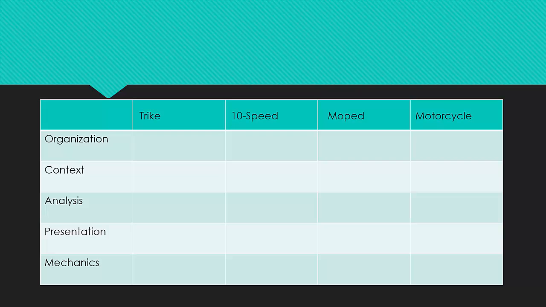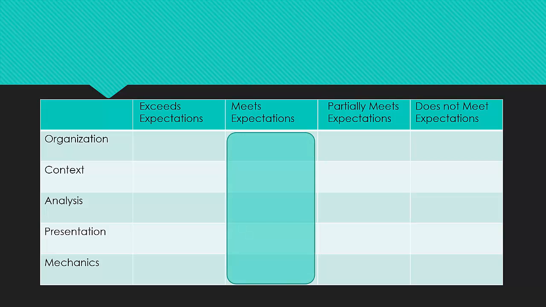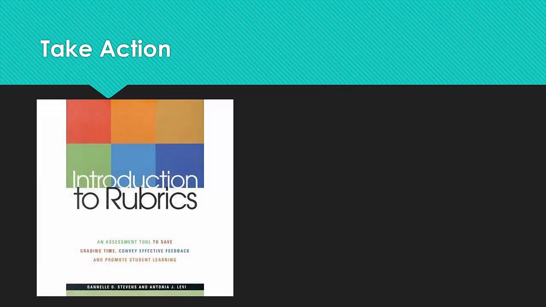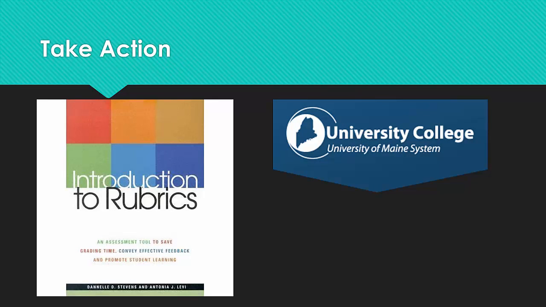The number of columns is up to you. Most people use 3 to 5, while some complete descriptions for only the column that meets expectations. When you've completed developing your rubric, it's time to put it into action. If you would like to learn more about developing and using rubrics, check out Stevens and Levi's book, Introduction to Rubrics, or contact an instructional designer at University College.